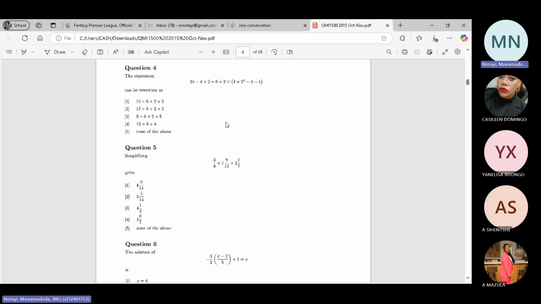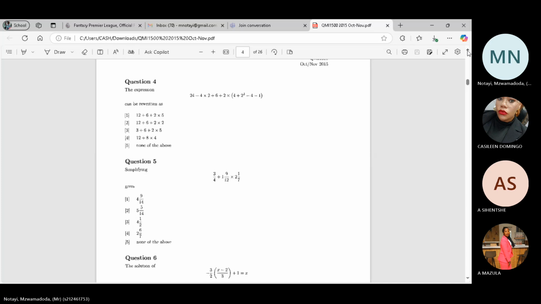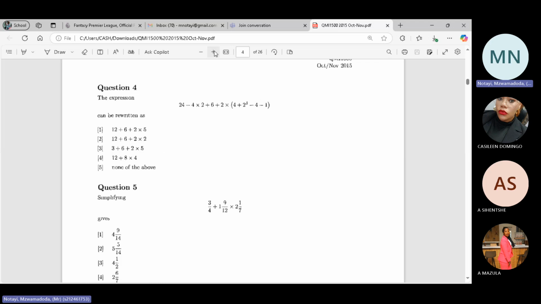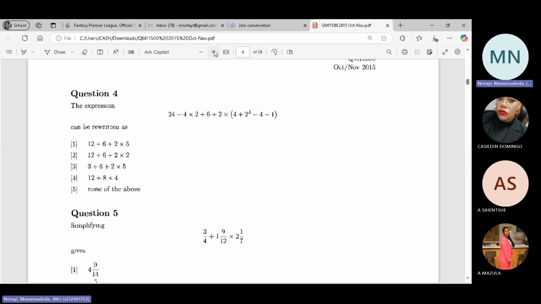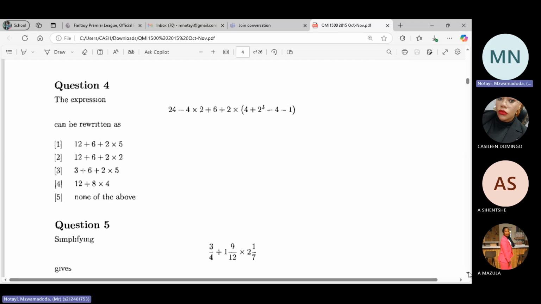All right. Have a look at number 4. Remember what we were doing yesterday about the priorities.